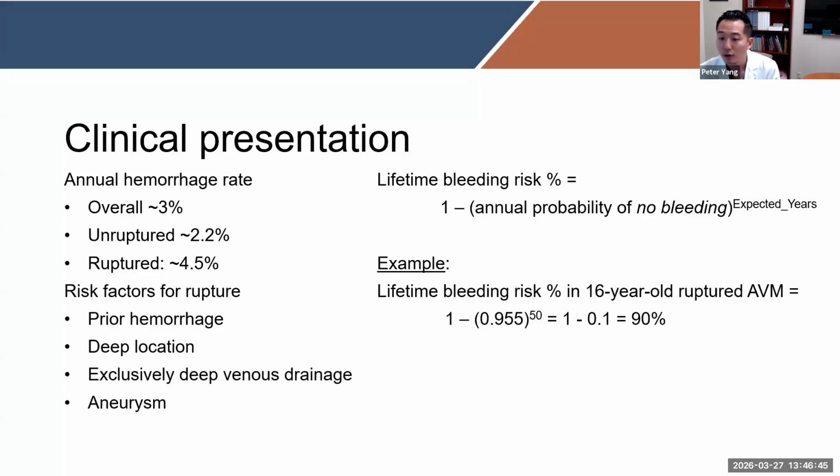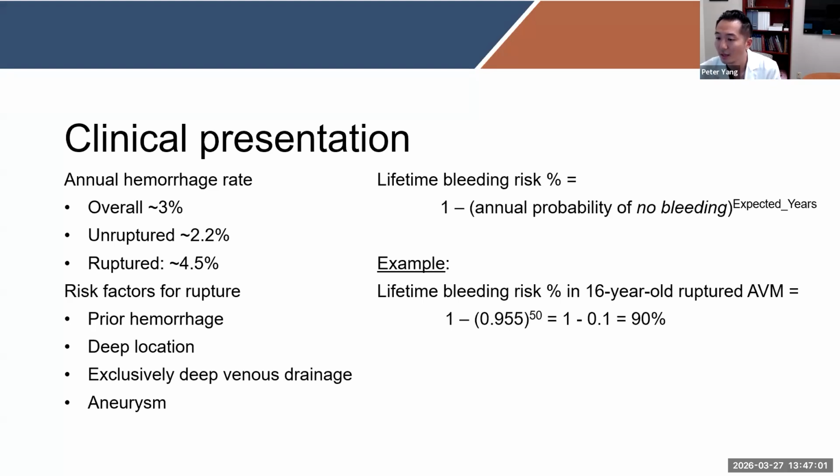The probability of no hemorrhage per year is raised to the power of how many years this patient is expected to live. That number is the probability of never having a hemorrhage during that lifetime, so it is subtracted from 1 to obtain the risk of having at least one hemorrhage.